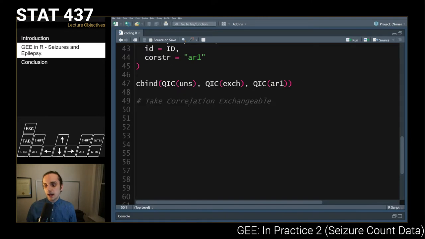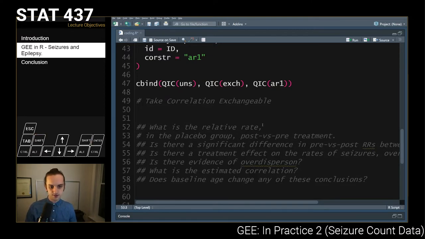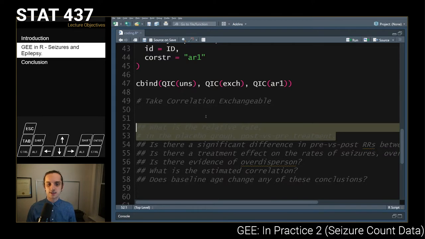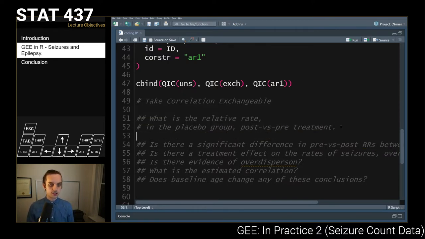All right. And now what we want to do is use this modeling to answer a bunch of different questions. Okay, so I'm actually going to copy in some questions here that I have typed out, and space these down. So the first one that we want to answer is, what is the relative rate in the placebo group post versus pre-treatment?